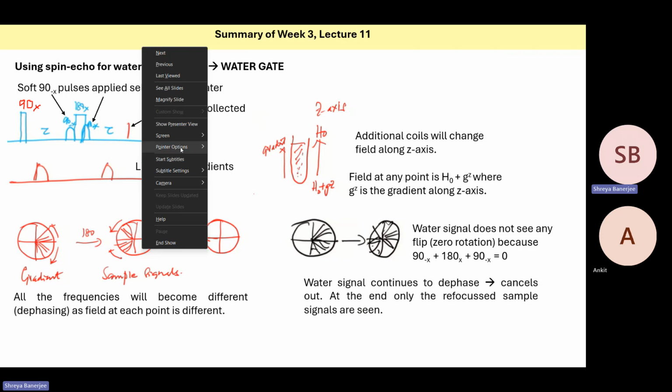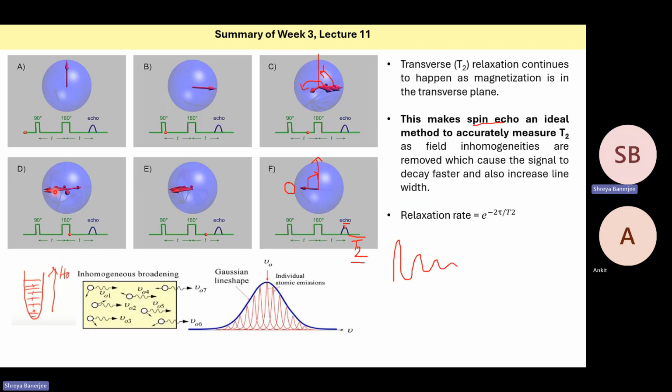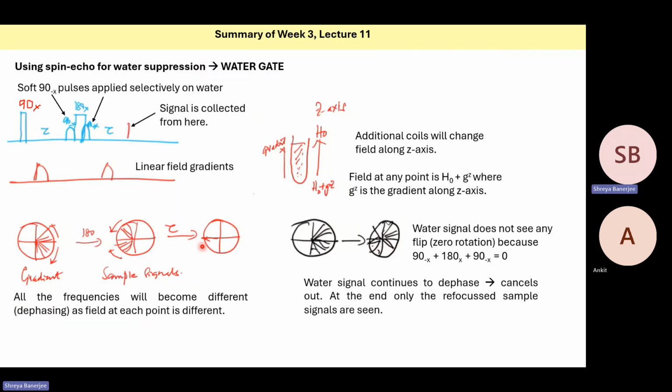Now, if you give it a time of tau, the direction of the signals will remain the same. If the ones here are anti-clockwise and the ones here are clockwise, after flipping also the directions will remain the same. So if you give it a time tau, they will now come together into a single signal and refocus. That is the illustration here. You can see all the signals are again refocusing back into a single line. So that is what is happening to the sample.